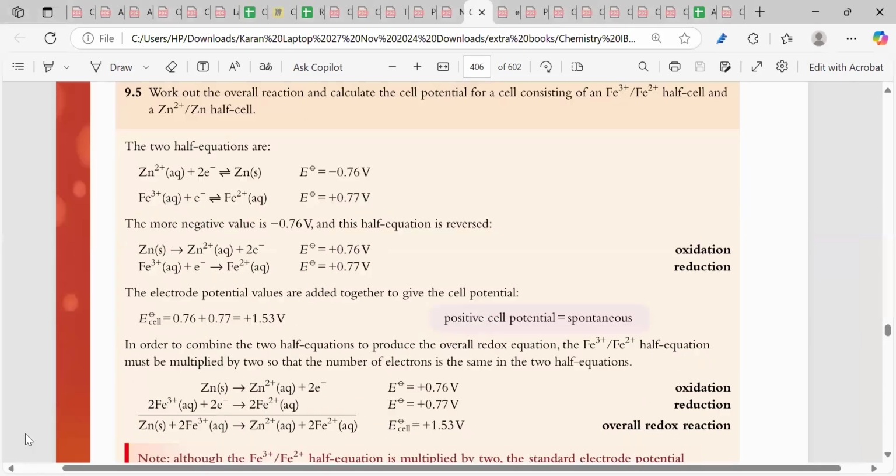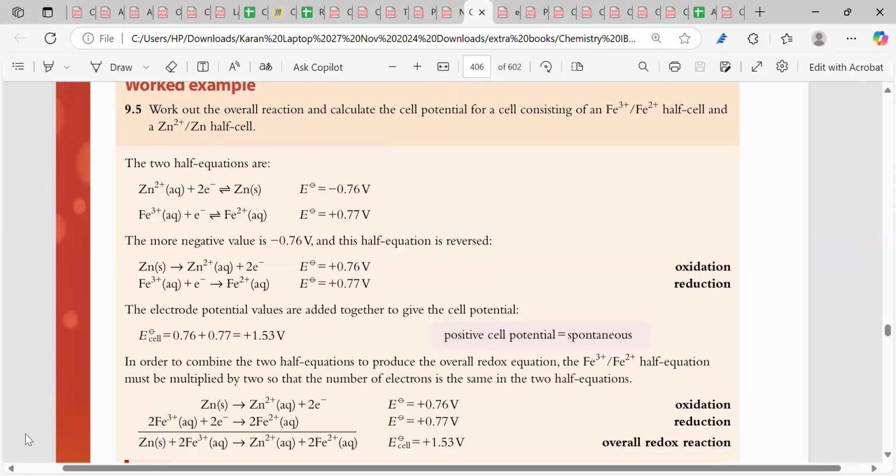Now we are going to the next part. See this question. Arnav, please read out this question loudly. 9.5. Work out the overall reaction and calculate the cell potential for a cell consisting of a Fe3+ and Fe2+ half cell and a Zn2+ and Zn half cell. What do we do? We go to section number 19 of the data booklet. We write down the electrode potentials from the data booklet.